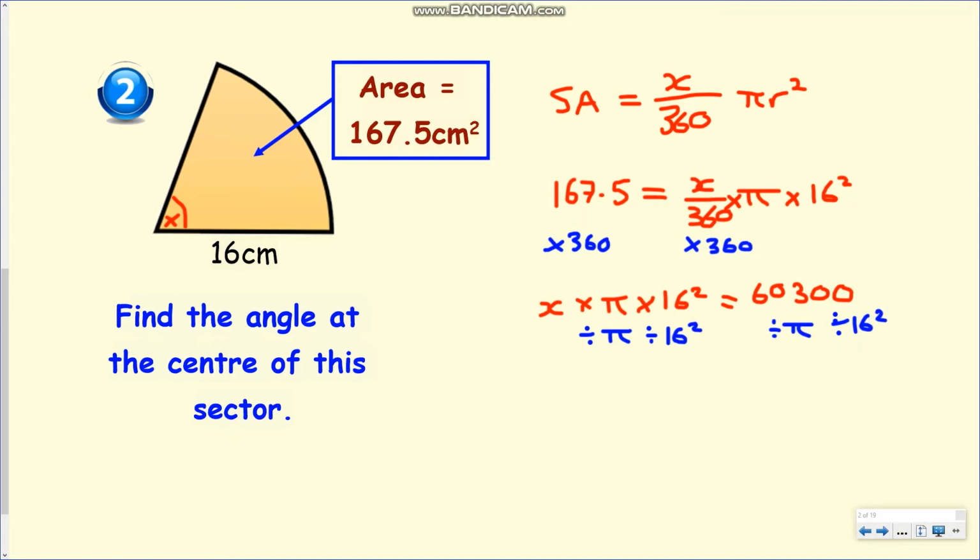Right, and that will give me my final answer of x equals, and then let's put this in the calculator, 60,300 divided by pi, divided by 16, divided by 16 again, and you get a final answer of 74.98 degrees.